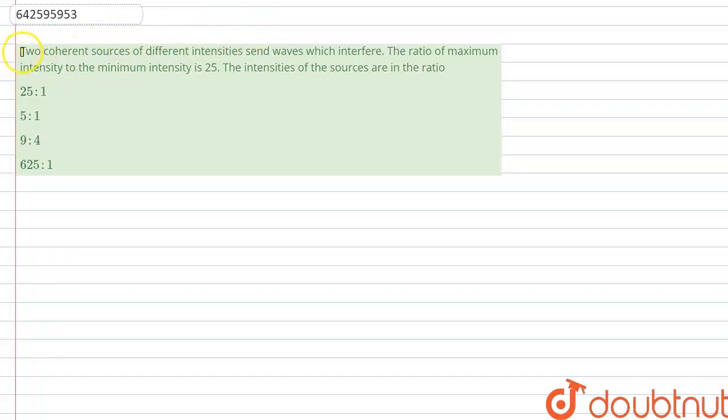Hello everyone, let's start the question. The question says that two coherent sources of different intensities and waves which interfere. The ratio of maximum intensity to the minimum intensity is 25. The intensities of the sources are in the ratio. We have to find the ratio of intensities of the sources. We are given the options 25 is to 1, 5 is to 1, 9 is to 4, and 625 is to 1. We have to find the correct answer for this question.